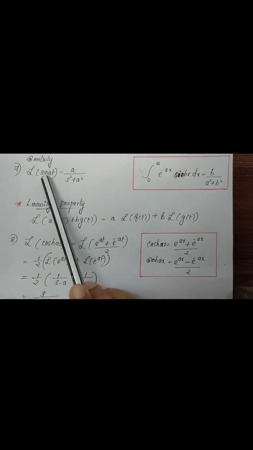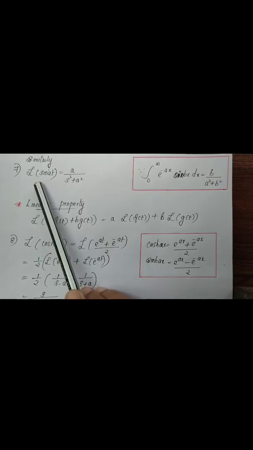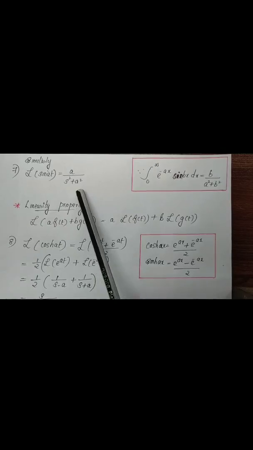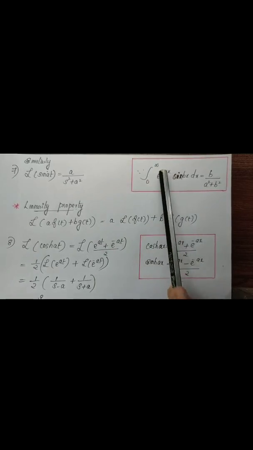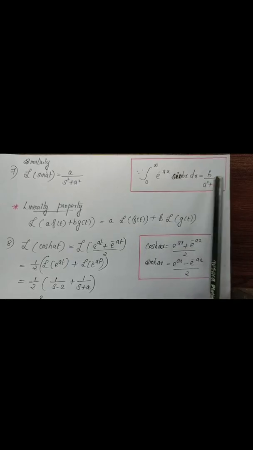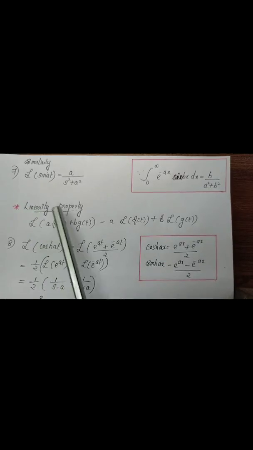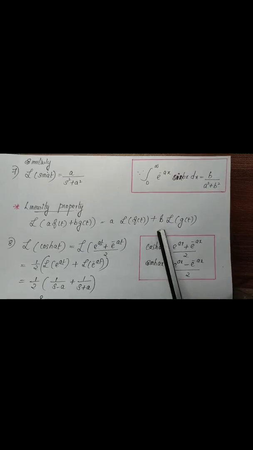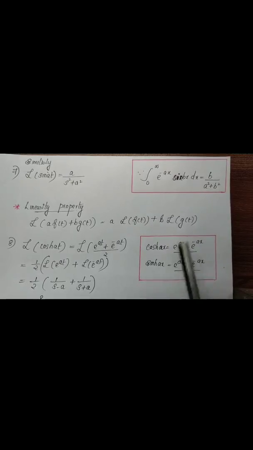And similarly, the seventh result is Laplace transform of sin at equal to a divided by s square plus a square. For this, we can use the result integral 0 to infinity e raised to minus ax into sin bx dx equal to b divided by a square plus b square. The next, linearity property in Laplace transforms. Laplace transform of a into f of t plus b into g of t equal to a into Laplace transform of f of t plus b into Laplace transform of g of t.